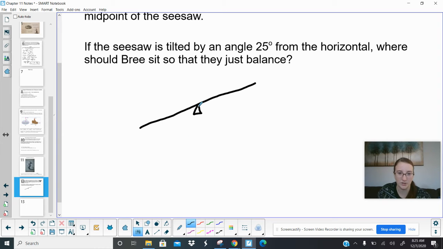Didn't draw that very well, but that's okay. Technically, the balancing point should be all the way here. This is tilted by an angle of 25 degrees right here.